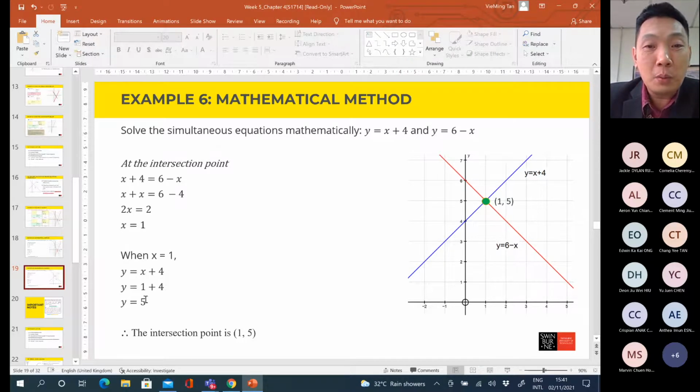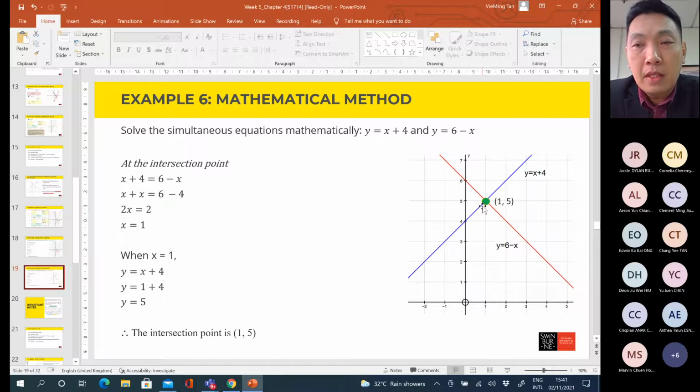Okay, so y is equal to 1 plus 4. 1 is because x is equal to 1 for this question. So 1 plus 4 is equal to 5. So we can conclude the intersection point is (1, 5), which is here. So far, so good.